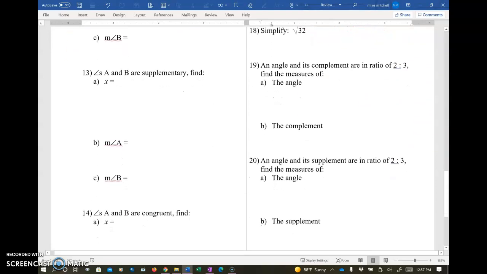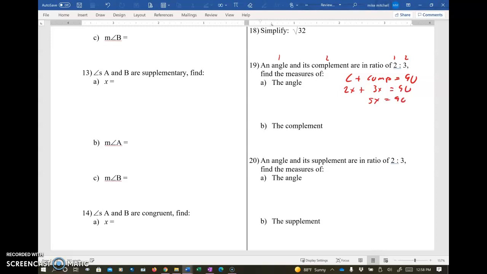19 and 20, I haven't done a lot with these yet. They're in a ratio, an angle and its complement. You got an angle plus the complement. That's going to add up to 90. Now, first, second. Match that up. So if they're a ratio, that's going to be 2x from the 2, 3x from the 3 equals 90, 5x equals 90. Find your x. We divide by 5, of course, x equals 18.